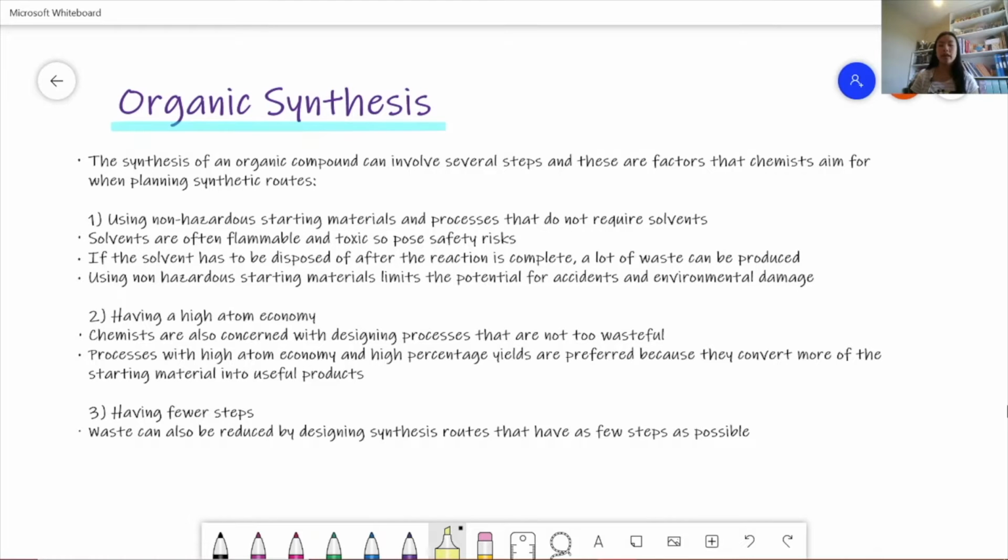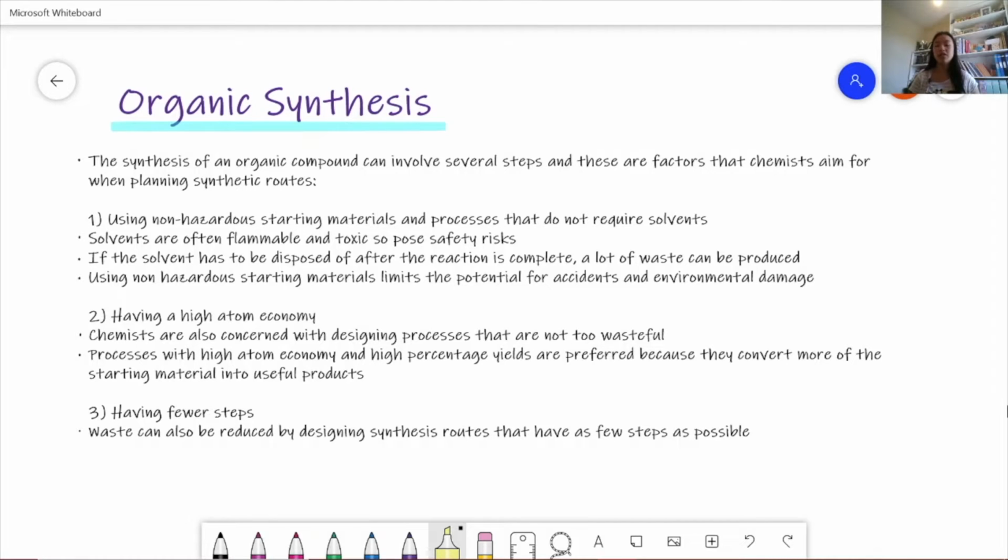The synthesis of an organic compound can involve several steps, and these are factors that chemists aim for when planning synthetic routes. So synthetic routes are just routes that we can take to get from one organic compound to another. So for example, we could make an amine from an alkene. So the first factor we have to look at is using non-hazardous starting materials and processes that don't require solvents.